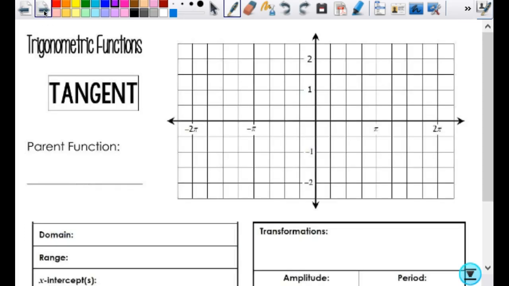Your tangent is blank, so we're going to fill this in. F of x is equal to the tangent of x, right? So what is the tangent of 0? 0. Bam. What is the tangent of pi halves? Undefined. How do I do undefined on my graph?